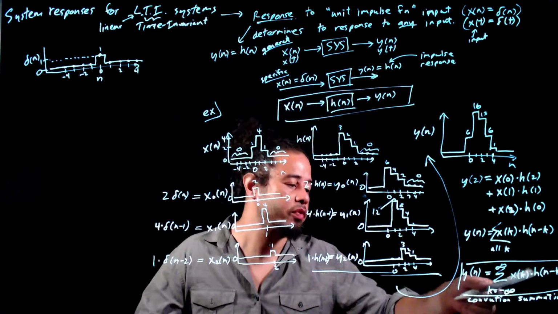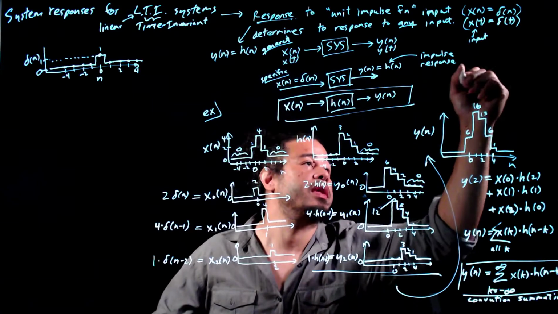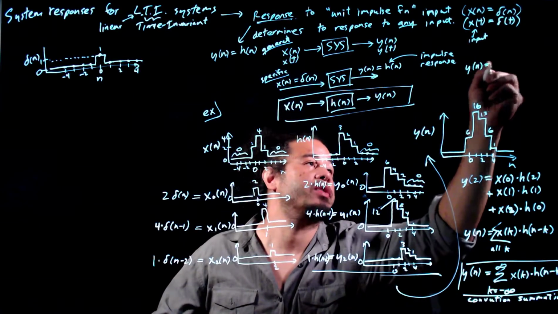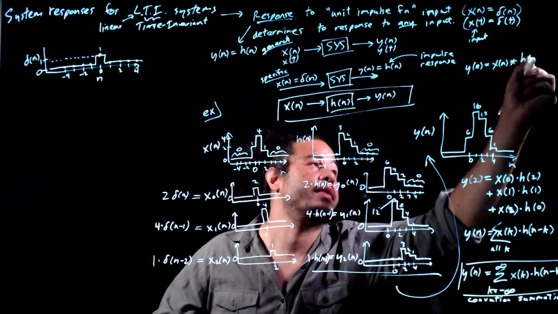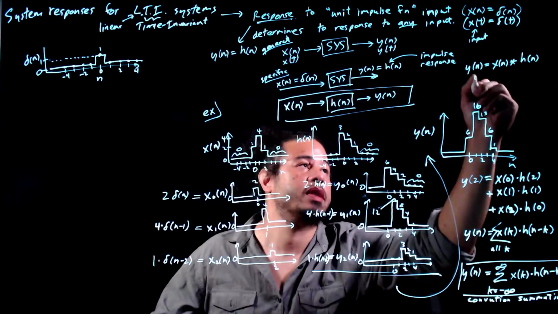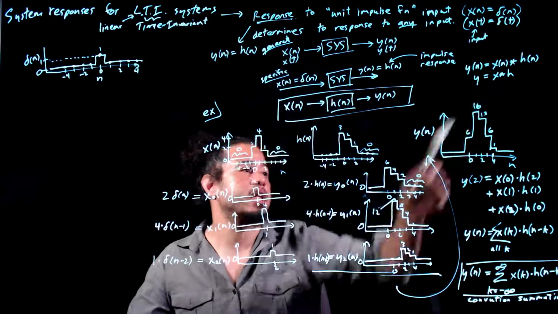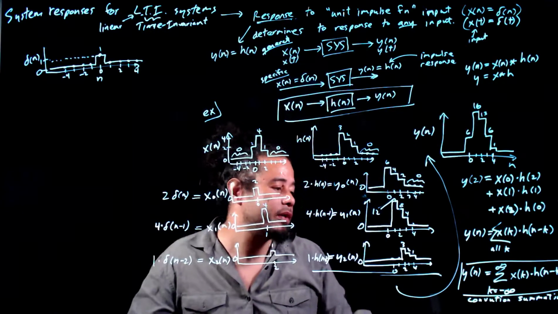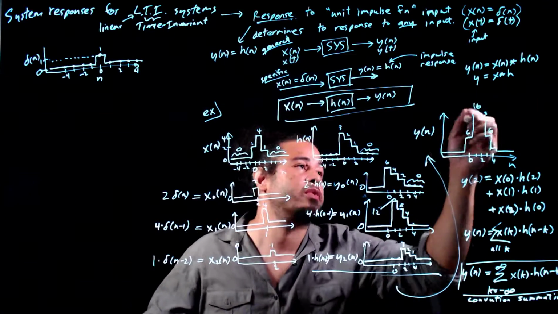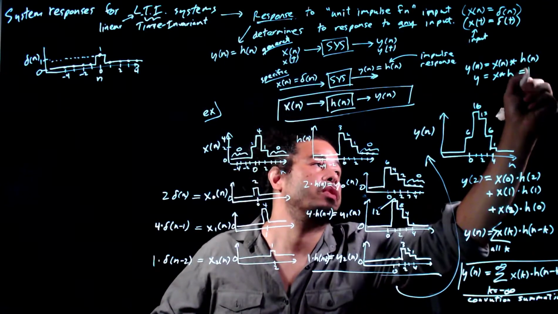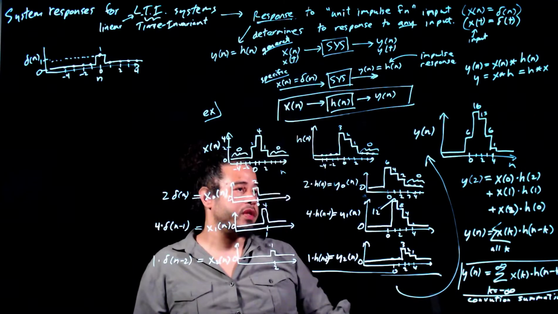And we can write this in a special nomenclature. I'll write it up here as y of n is equal to x of n convolved with h of n. The shorthand version would be just y is equal to x convolved with h, where it's assumed that y, x, and h are all functions of n. Now it turns out that convolution is commutative. So if y is equal to x convolved with h, it's also equal to h convolved with x. It doesn't matter what the order is.